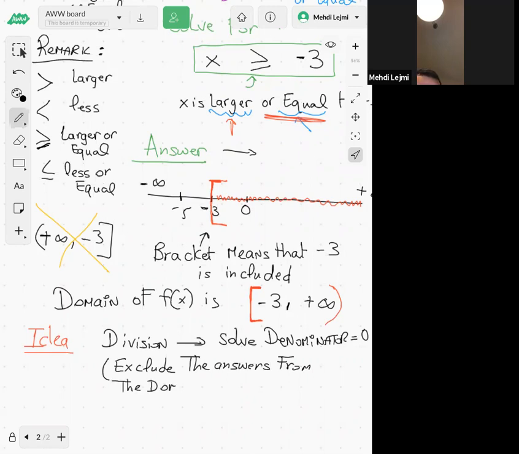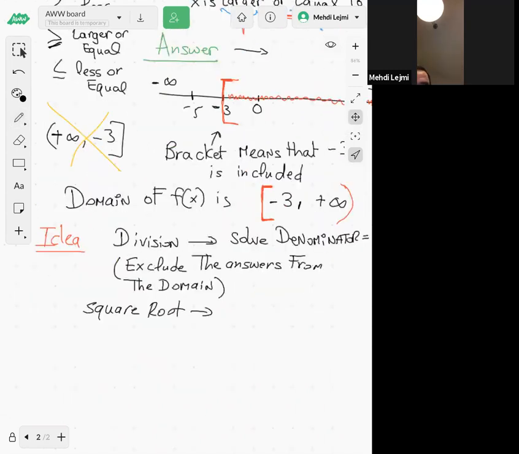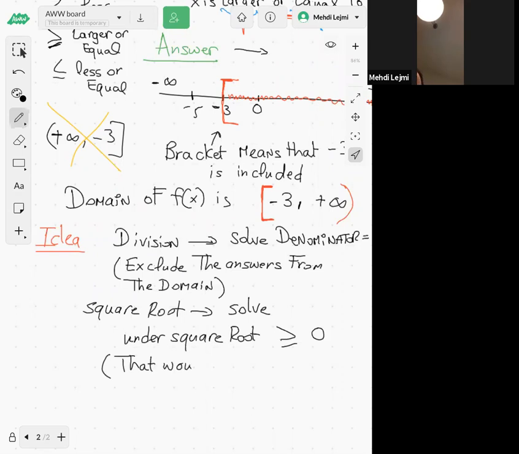Now, if you have a square root, that's another story. If you have a square root, you have to solve what's under the square root larger or equal to 0. Okay, and that will be your domain. And of course, you have to solve for x, because the domain is all about x, the input x. That will be the domain.